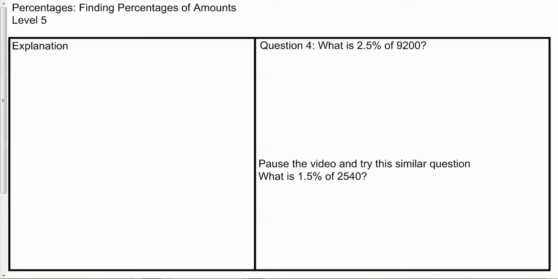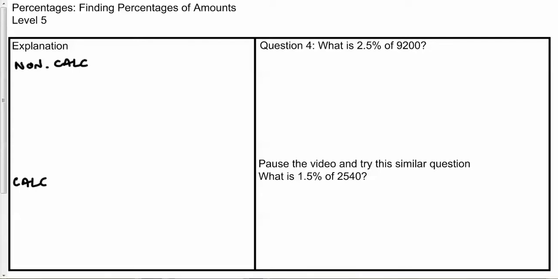Hi there, we're looking at finding percentages of amounts, and particularly for slightly more awkward percentages like 2.5% or 1.5%. I'm going to split this into two different parts. We're going to look at how you would do it without a calculator, and also how it could be done with a calculator.